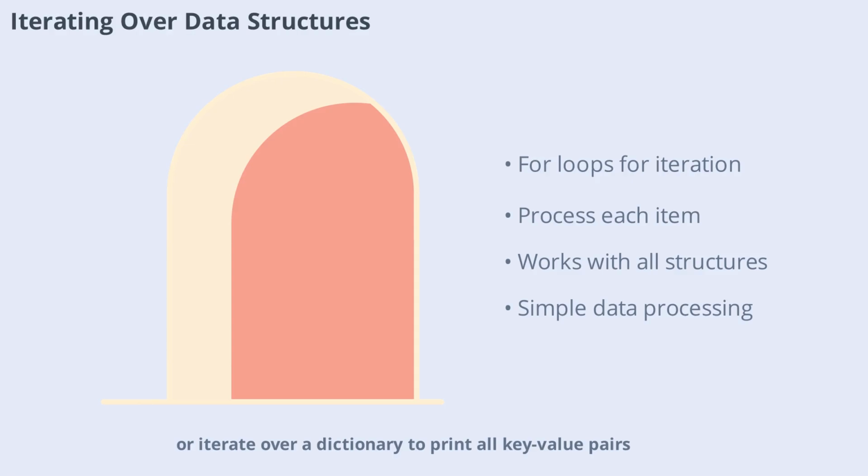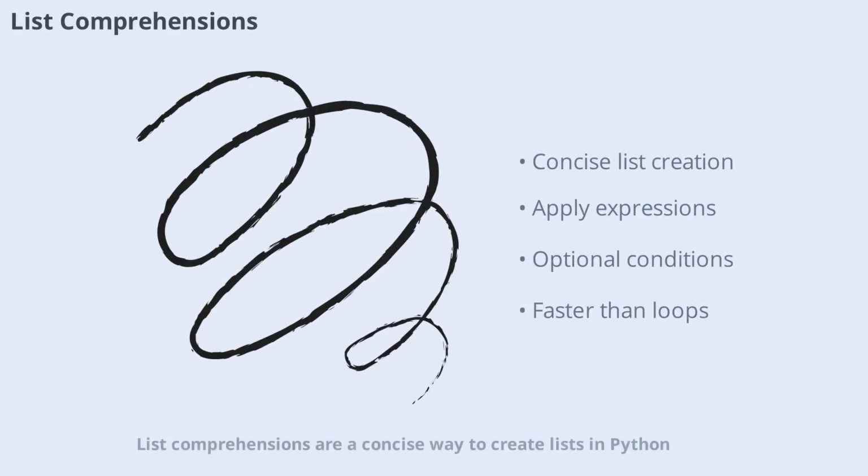print all key-value pairs. List comprehensions are a concise way to create lists in Python. They let you generate new lists by applying an expression to each item in an existing list, often with a condition. For example, x*2 for x in my_list if x > 0 creates a new list of doubled values for positive numbers. List comprehensions are not only shorter but also often faster than traditional loops.